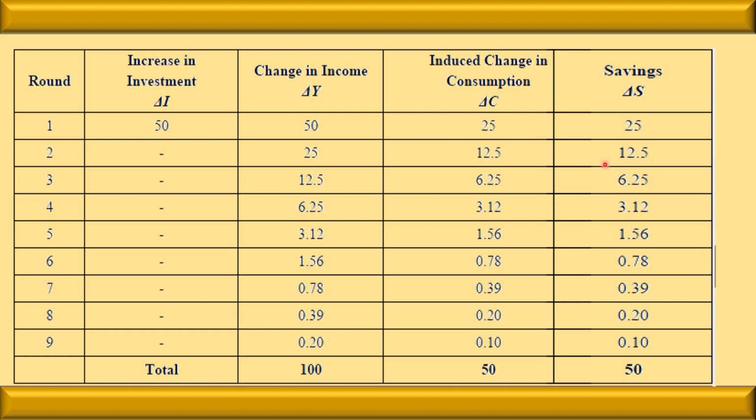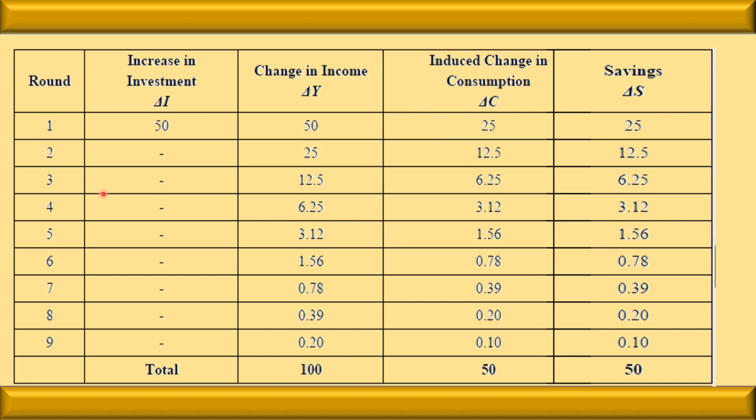Let us discuss with this schedule. Here we can say the rounds are there, first round, second round, third round. Here we can say increase in investment, here change in income, here MPS, MPC. This delta C represents MPC and this represents MPS. Okay? What is being represented by this one? MPC and here MPS.